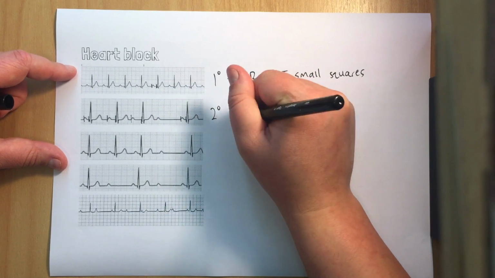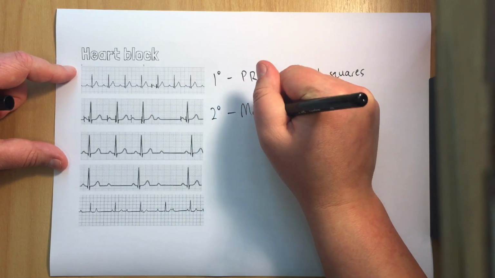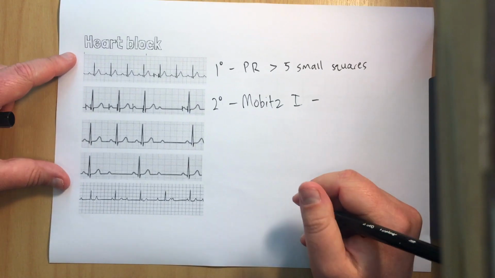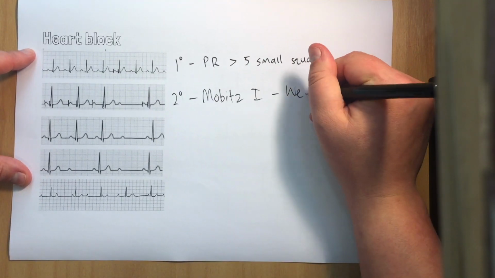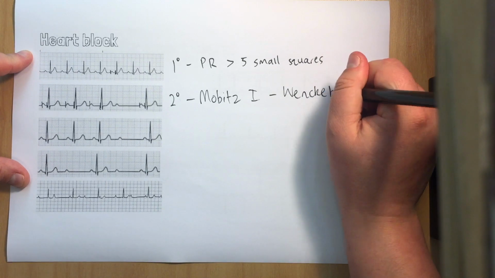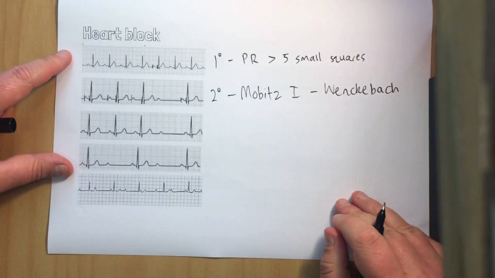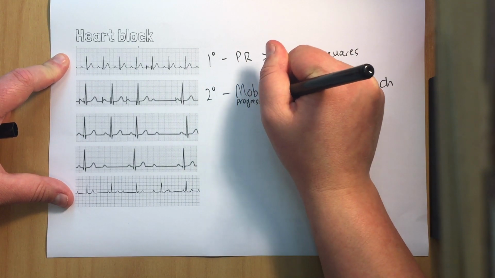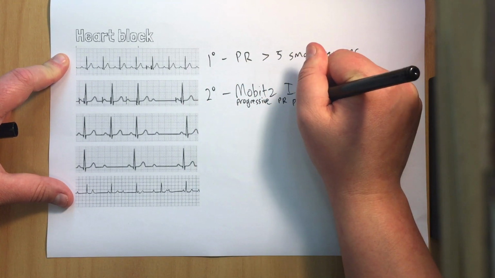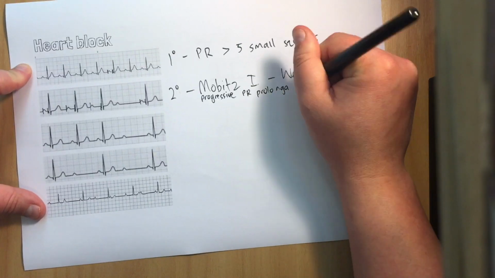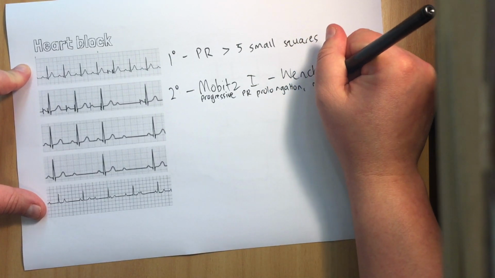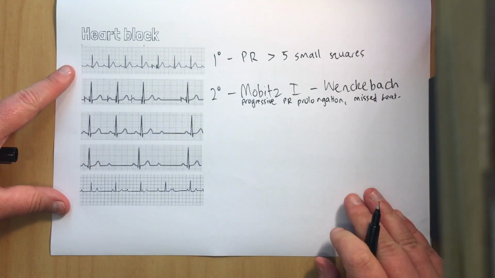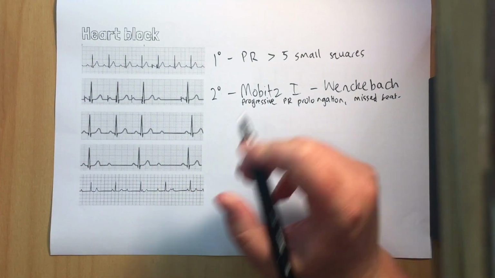So this is second degree heart block, and it's Mobitz type 1, which is just a way of classifying heart block. And this phenomenon is called Wenckebach. And so that is progressive PR prolongation and then a missed beat. And this can be a benign phenomenon.